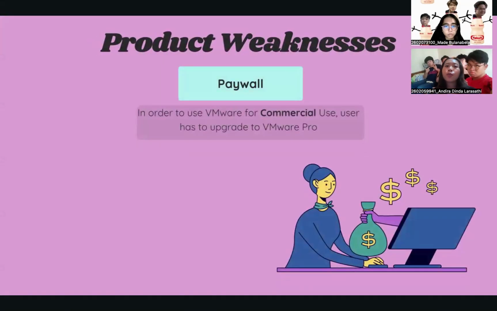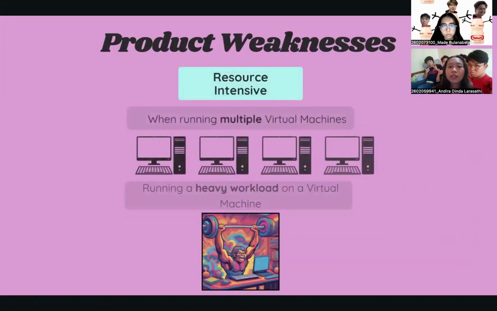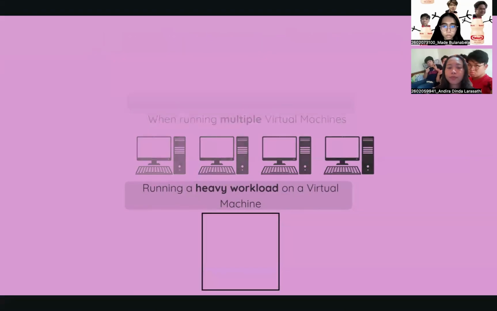And the product weaknesses: the first is a paywall. In order to use VMware for commercial use, the user has to upgrade to VMware Pro. And the next one is that it is resource intensive. While you're running multiple VMs, there will be a heavy workload running on the machine itself.